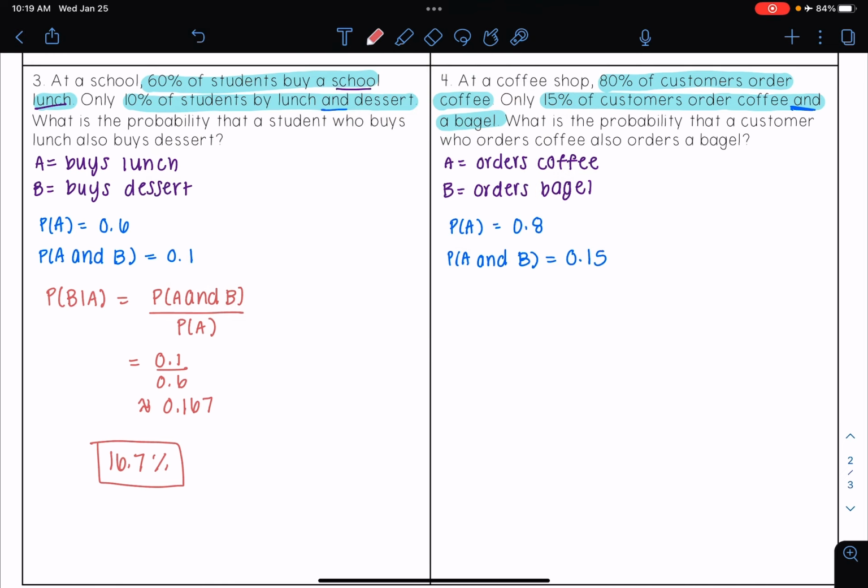And so now I can use that information to find the conditional probability that's being asked. So the probability that a customer orders a bagel given that they ordered coffee is going to be the probability that they order both divided by the probability of just ordering the coffee. And so that's going to be 0.15 divided by 0.8. And when I put that into my calculator, I get that this is approximately 0.188. So there is an 18.8% chance.